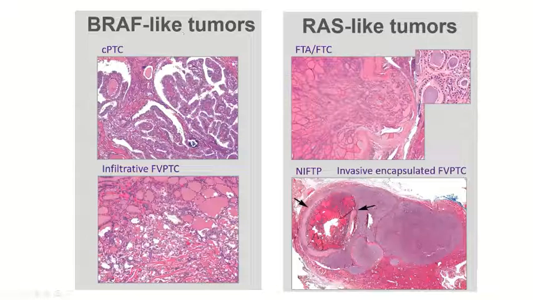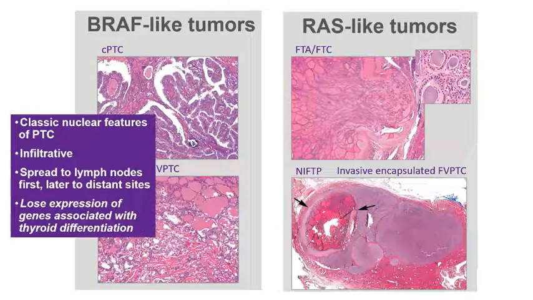BRAF-like tumors are classic papillary carcinomas and infiltrative follicular variant of PTC. An important pathological feature is that they have all the classic nuclear features of PTC. They're infiltrative. We know that they spread mostly to lymph nodes and only later to distant sites, and they lose expression of genes associated with thyroid differentiation at early stages.